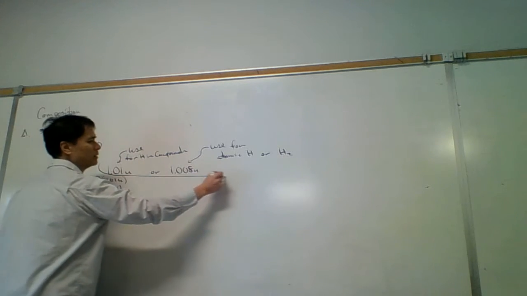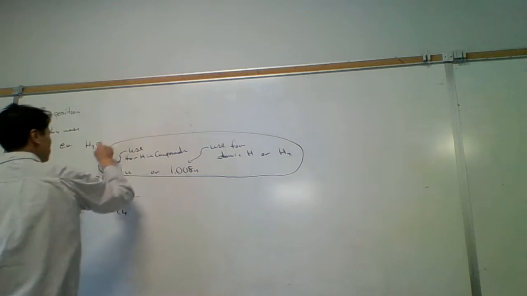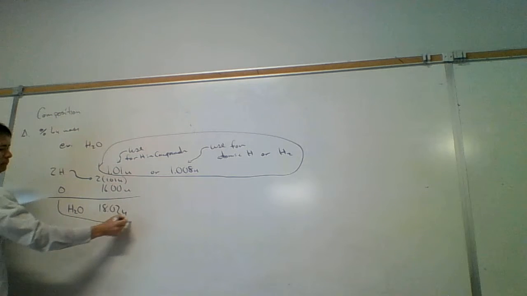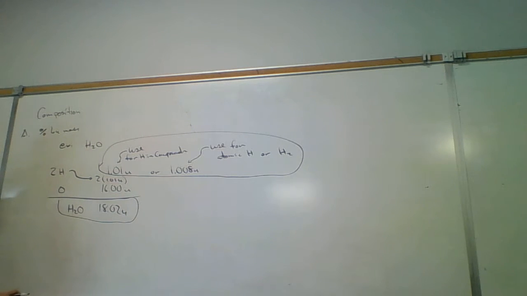This should be separate here. Like that. And so a hydrogen atom weighs 1.01. We got 2 of them. That gives us 2.02 plus an oxygen atom, which weighs 16 U, which gives us an average weight of the water molecule. The average weight of the water molecule weighs 18.02 U.